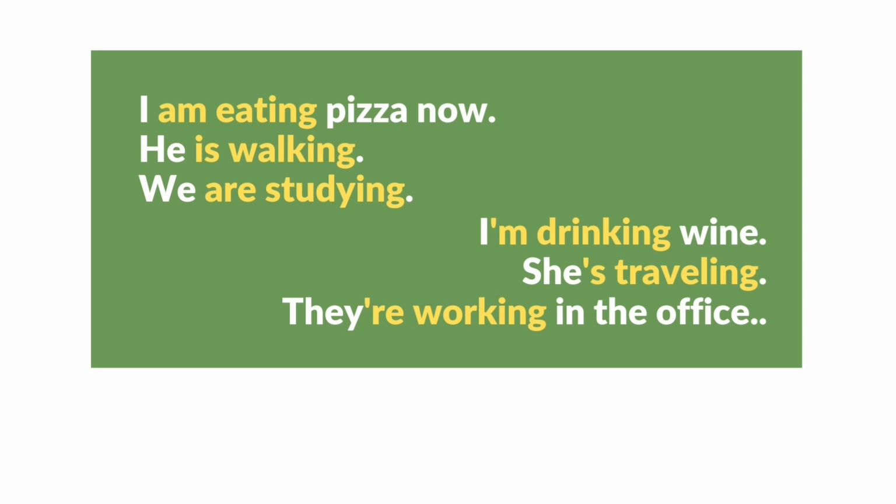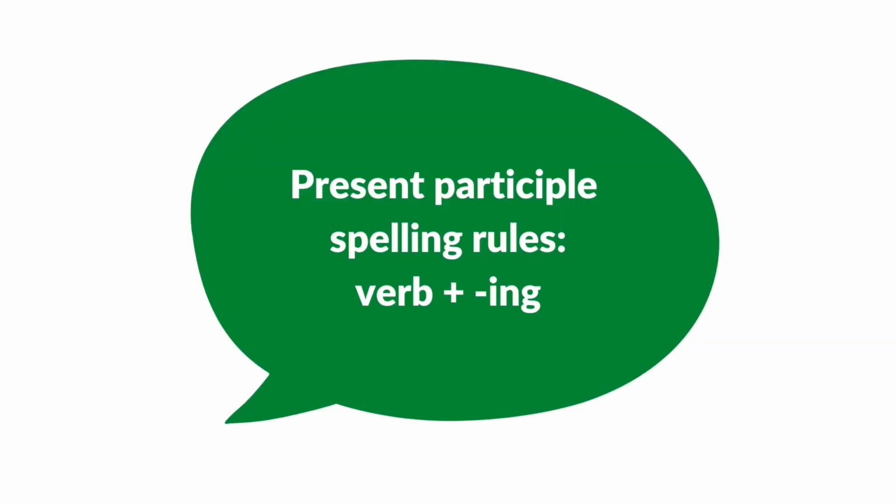All these sentences refer to actions that are happening right now. They are in progress right now. Again, it's verb to be plus verb ending in ing. But how can we add ing to a verb? What are the rules? Let's see the rules now.